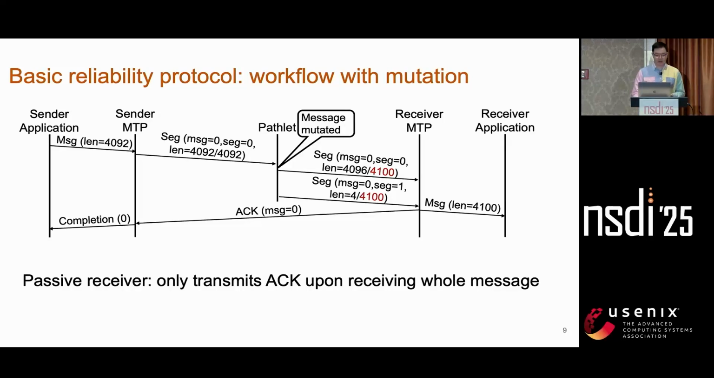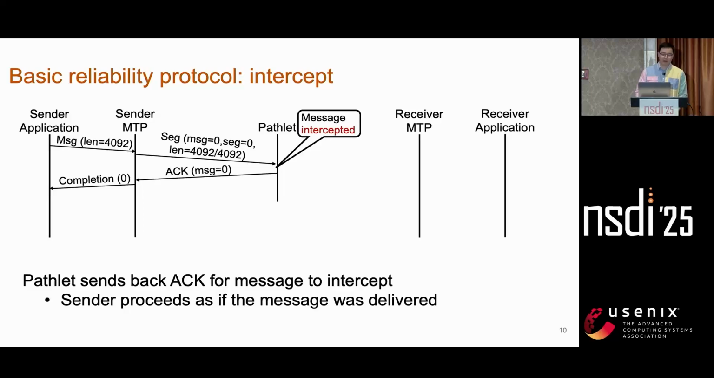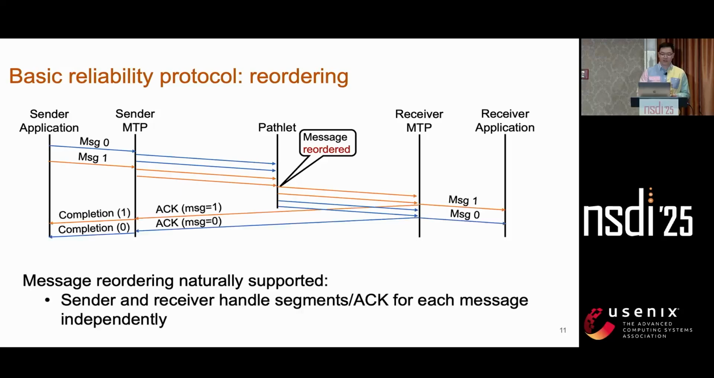The MTP sender in this protocol is passive in the sense that its only job is to ACK fully received messages and does not detect losses. The sender MTP detects losses with a timeout and retransmits the whole message when that timeout happens. If the pathlet decides to drop the message, it can just ACK the message as if the message was delivered. Message ordering is naturally supported because both the sender and receiver handle the segments and ACK for each message independently.